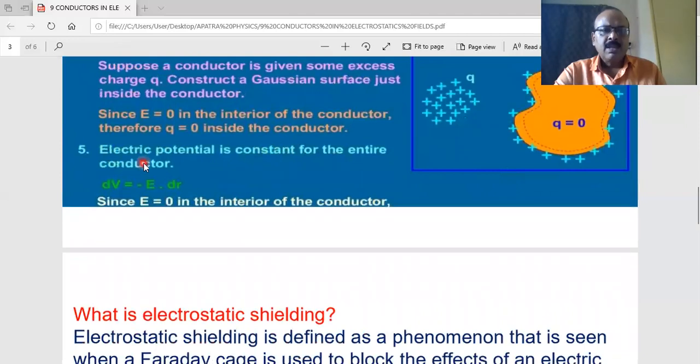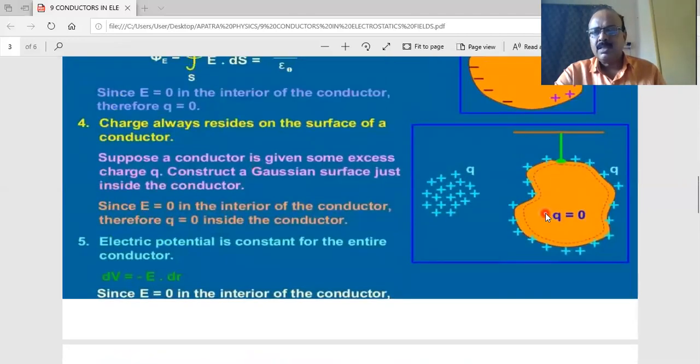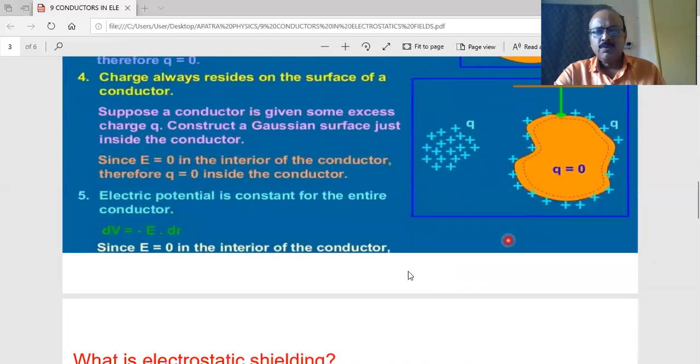Point number 5, electric potential is constant for the entire conductor. Then what will be the electric potential at each and every point? We know from the relation E is equal to minus dV/dr, so dV is equal to minus E dot dr. Here these are vector quantities, E and dr. Since E is 0, therefore dV is 0, and dV equal to 0 means V is constant.